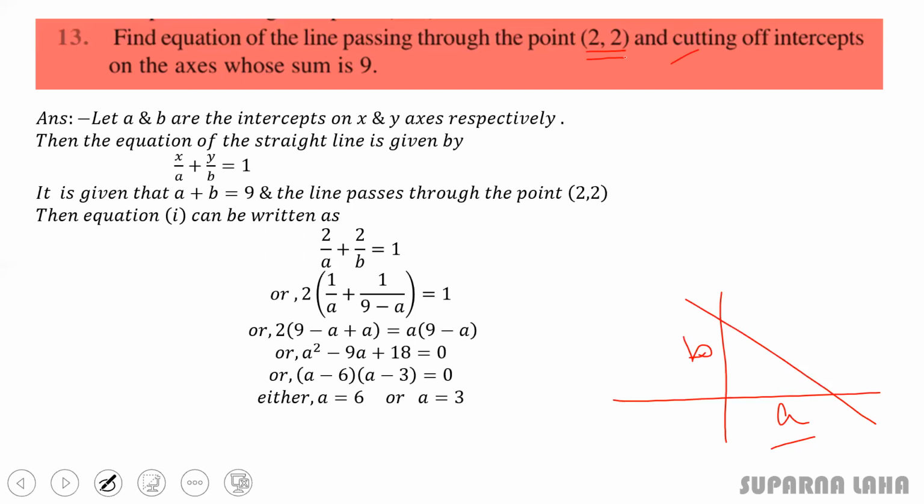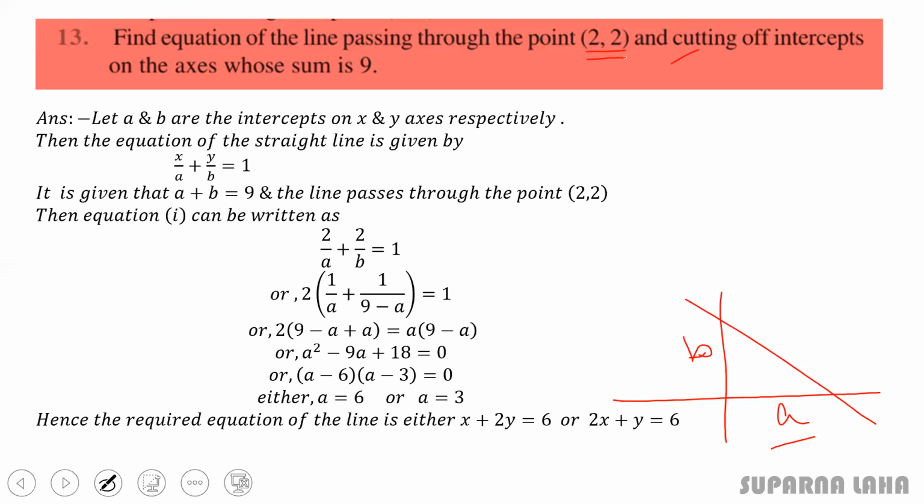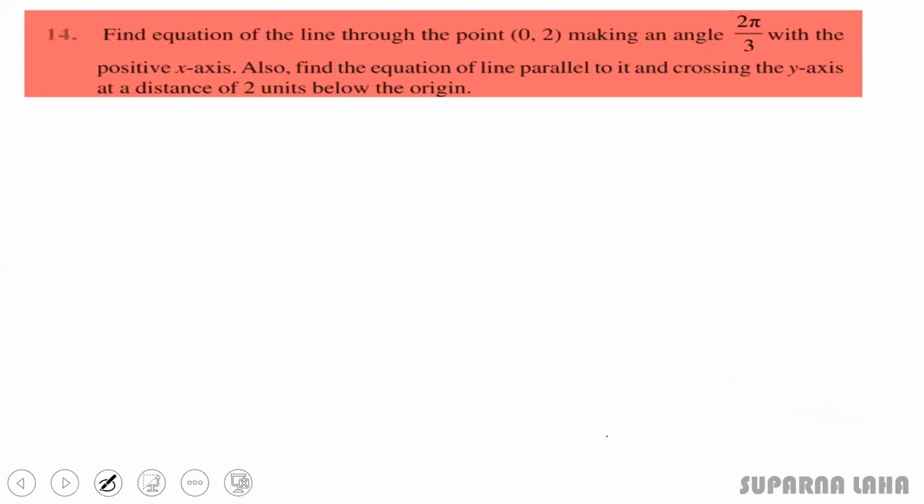Now if a equals 6, so b is, write down the value, and if a equals 3, then b is, write down the value, and then write down the equation, that is x plus 2y equals 6 or 2x plus y equals 6. Just put the value into this equation and simplify it, you will find these two equations. So I hope this question is clear. Moving to the next question, question number 14.